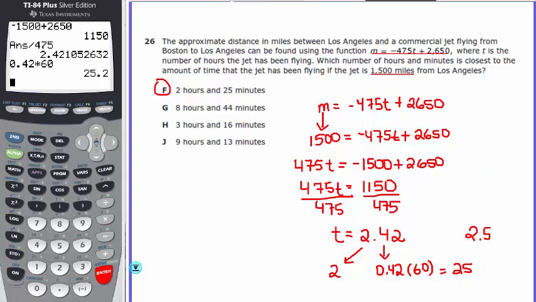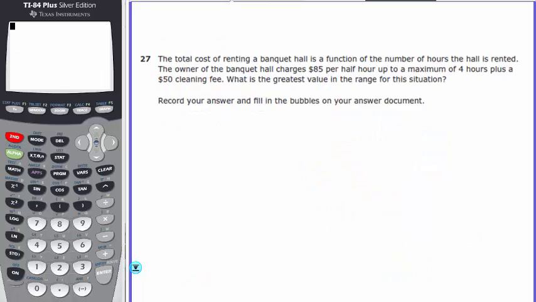Okay, so let's go on to question number 27. Question number 27, the question says, what is the greatest value in the range? The word range means y value, so we need to remember that. So the problem is asking, what is going to be the greatest value of y? So let's go ahead and read the problem. The problem says the total cost of renting a banquet hall is a function of the number of hours the hall is rented.